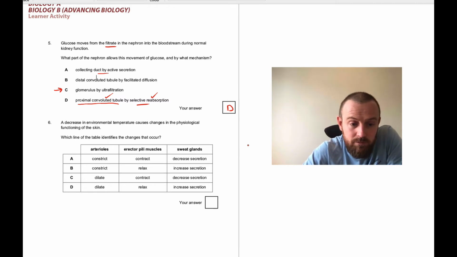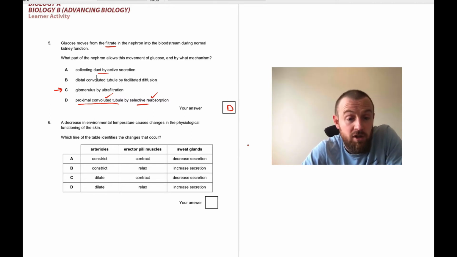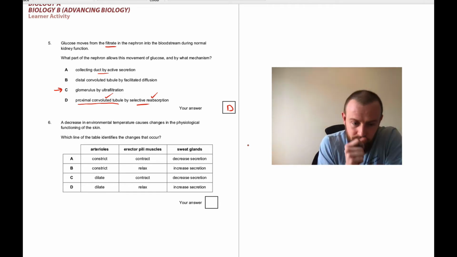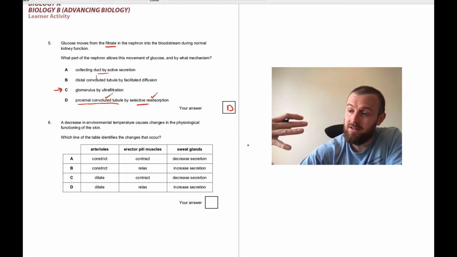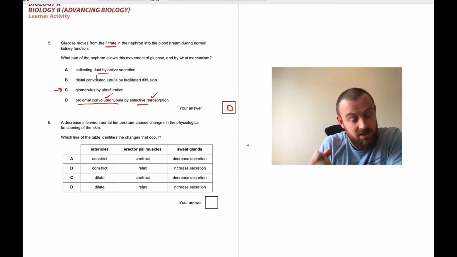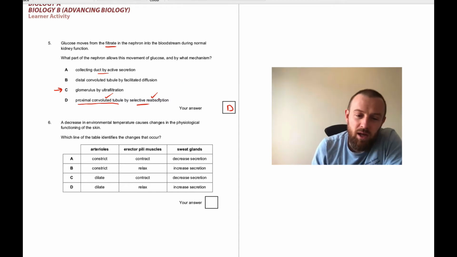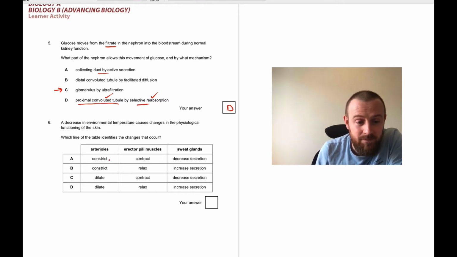6. A decrease in environmental temperature causes changes in the physiological functioning of the skin. This is complicated talk for basically what happens to the skin when it's cold outside. So, when it's cold outside, the arterioles sending blood to the skin are going to constrict to cut off blood supply going to the skin. So it's going to be one of these two.